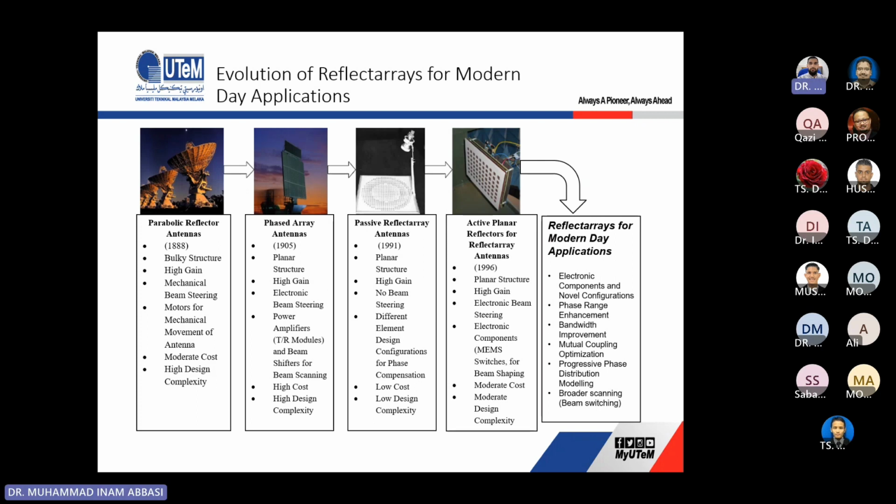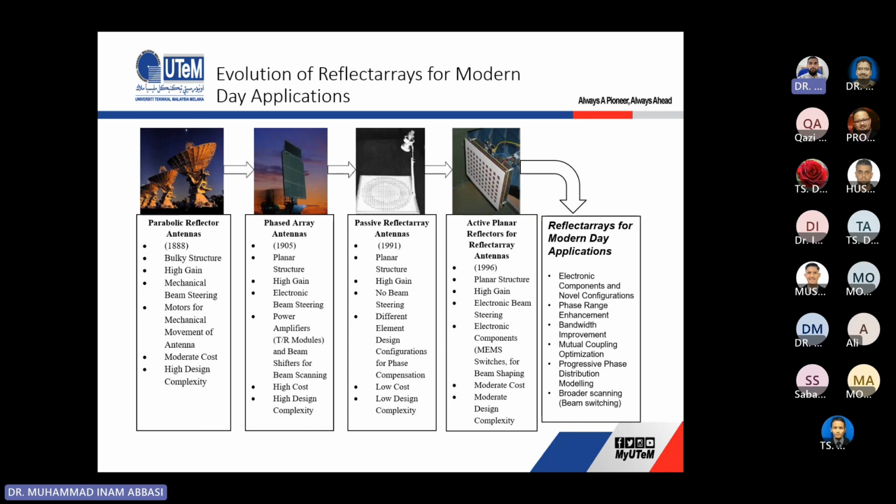All right, so before going into the details of reflectarrays, how they evolved and where they came from. We know that in the 1880s and 1900s, the development of different types of antennas had already started, before World War I and World War II. In the start, we had parabolic reflectors, which were bulky structures. Of course, we can get high gain from the parabolic reflectors.